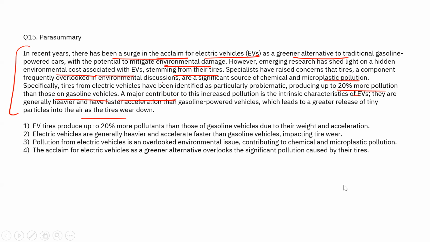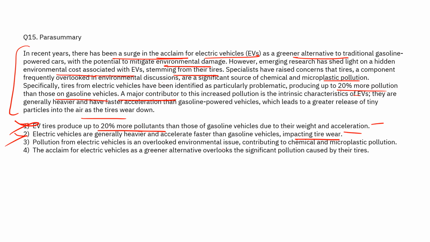So let's look at the options. EV tires produce up to 20% more pollutants than those of gasoline vehicles due to their weight and acceleration. While this sentence is true, it does not bring out the main idea behind this, that despite being highly acclaimed for reducing environmental damage, they are in fact incurring pollution in a different way by way of their tires. So that doesn't come out here. Electric vehicles are generally heavier and accelerate faster than gasoline vehicles, impacting tire wear. Again, this doesn't mention the environmental impact part.